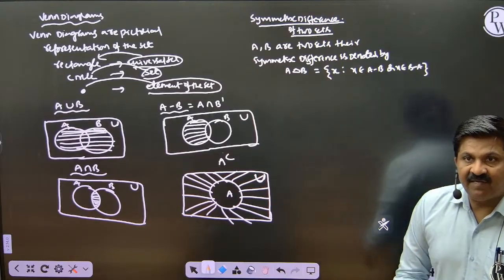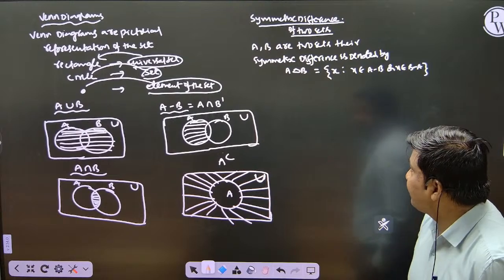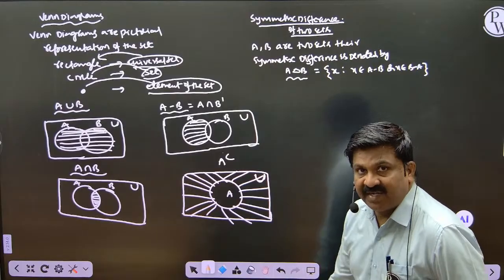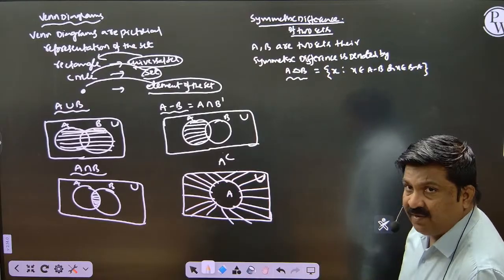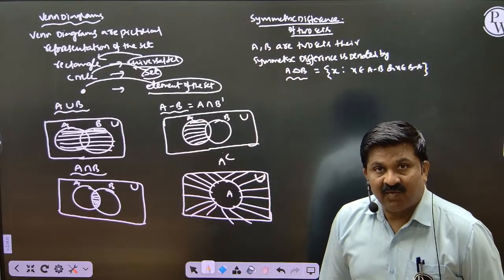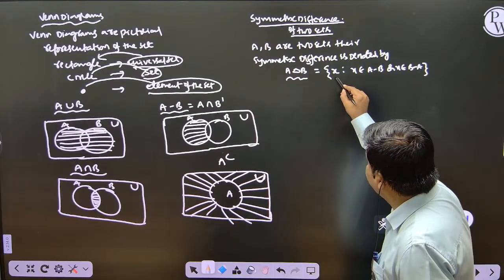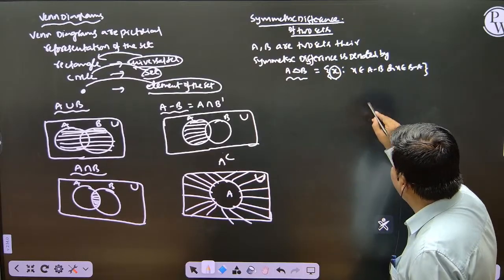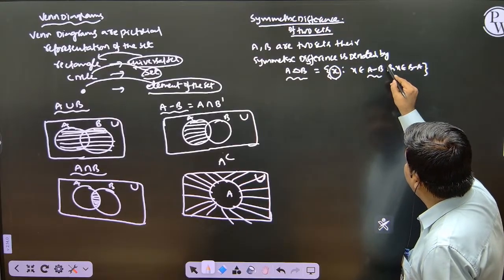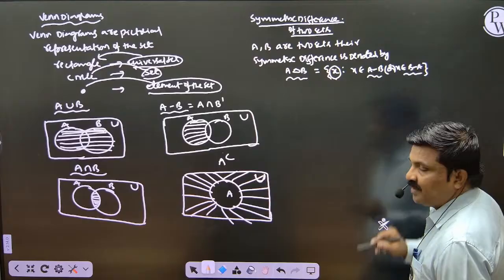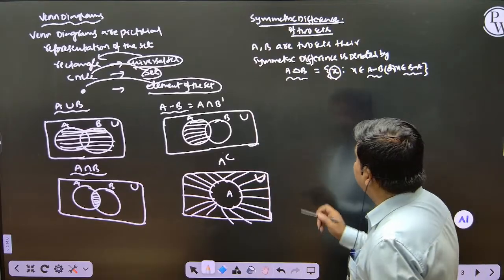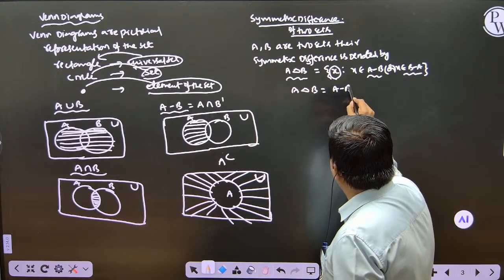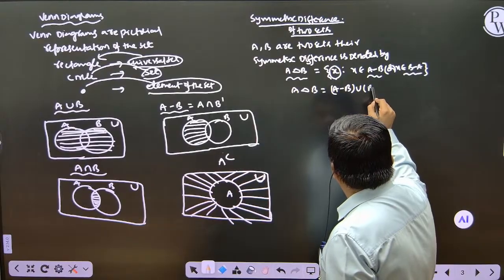Now, what is the meaning of a symmetric difference? The symmetric difference of two sets is denoted by A delta B. A delta B has elements, but what are those elements? Those elements may be present in A minus B, or present in B minus A. So A delta B simply gives A minus B union B minus A.